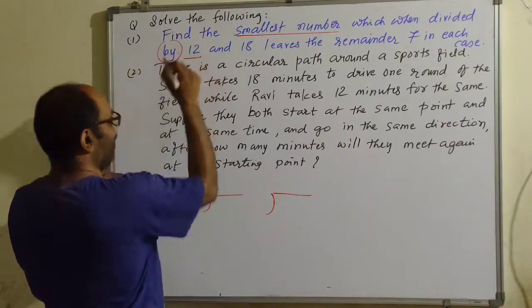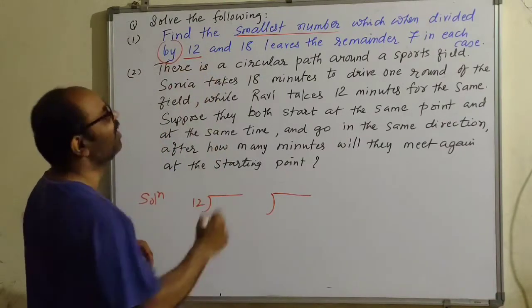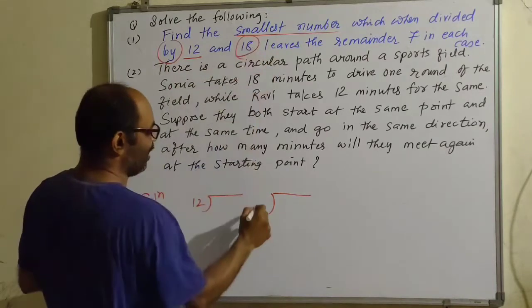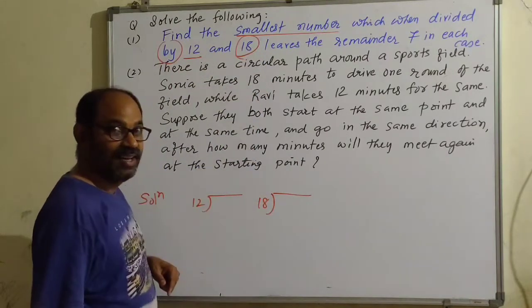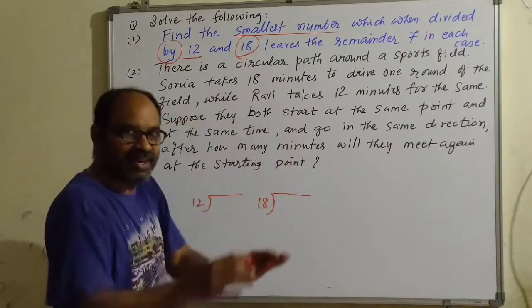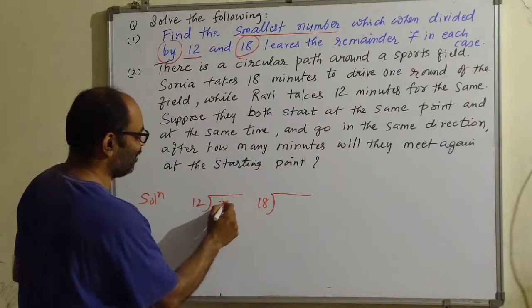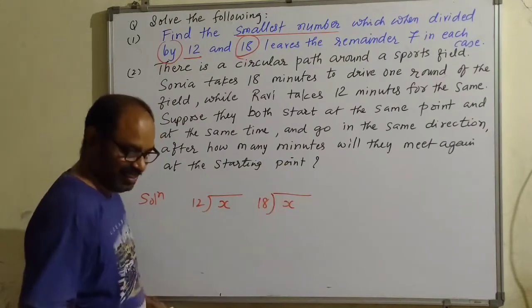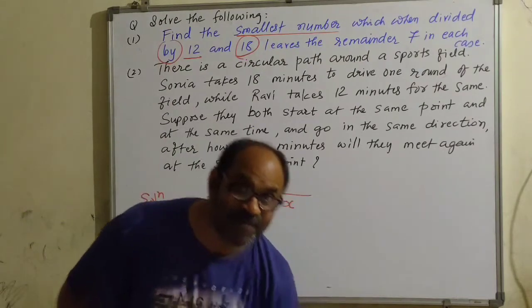Divided by 12. So in the first case. Then divided by 18 in the second case. And that smallest number we do not know. It is unknown. So let's say that number is x. So x here. x here. Is that clear to you?